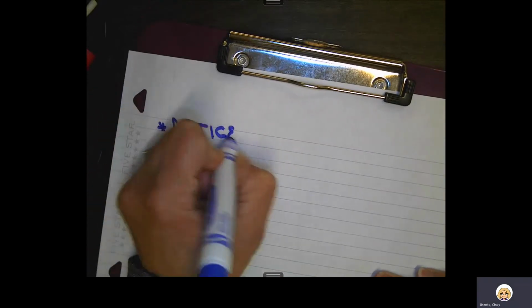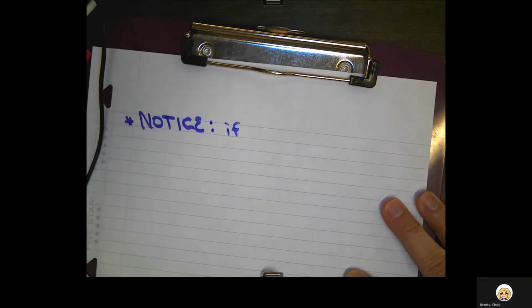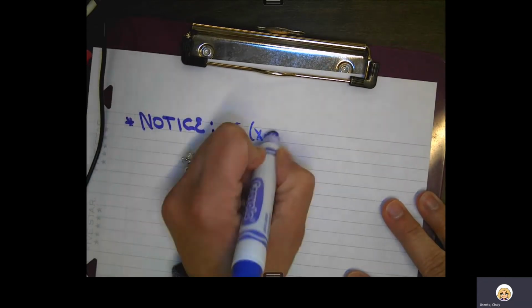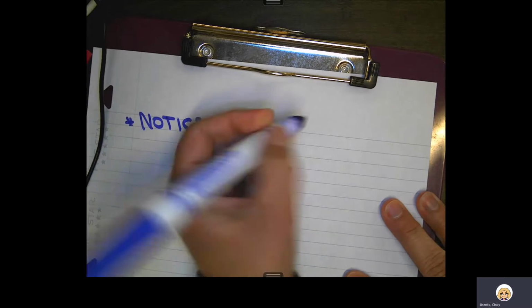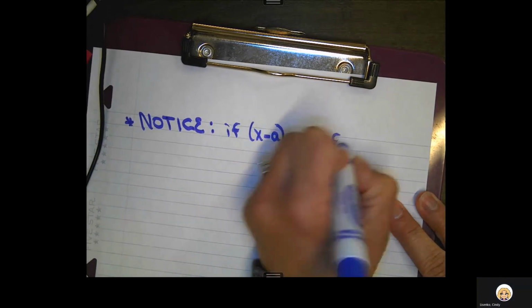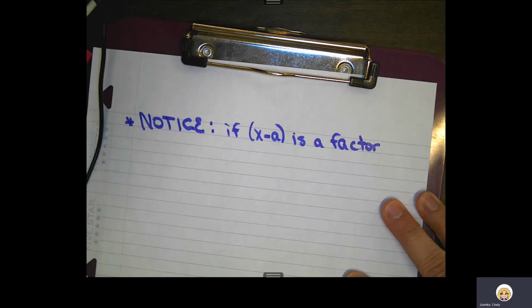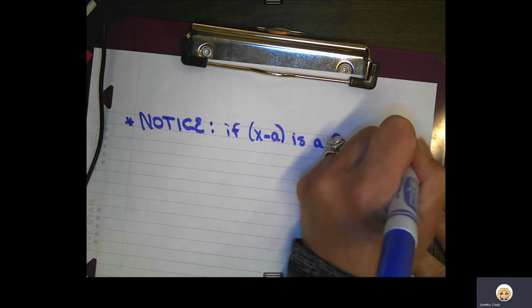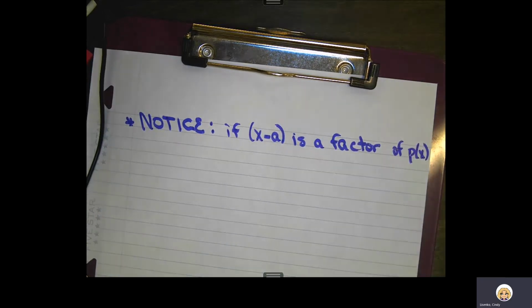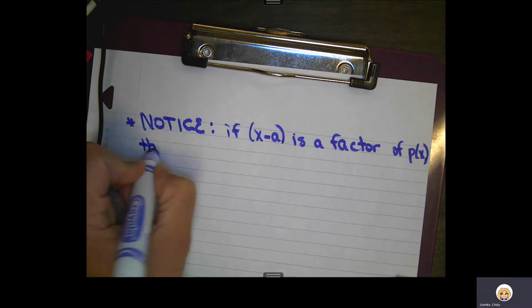So here is our summary. And I'm going to put notice in big capital letters. This is the important part. If x minus a, I'm going to put that in parentheses, is a factor of p of x, that means if we can take a polynomial and divide it, then there is no remainder.